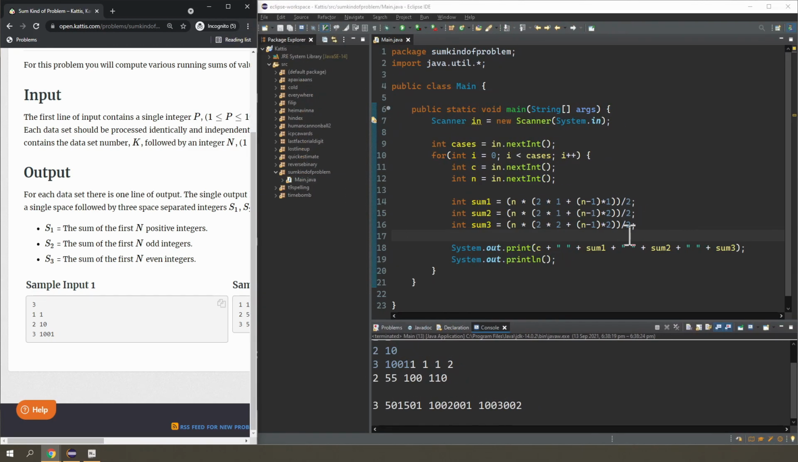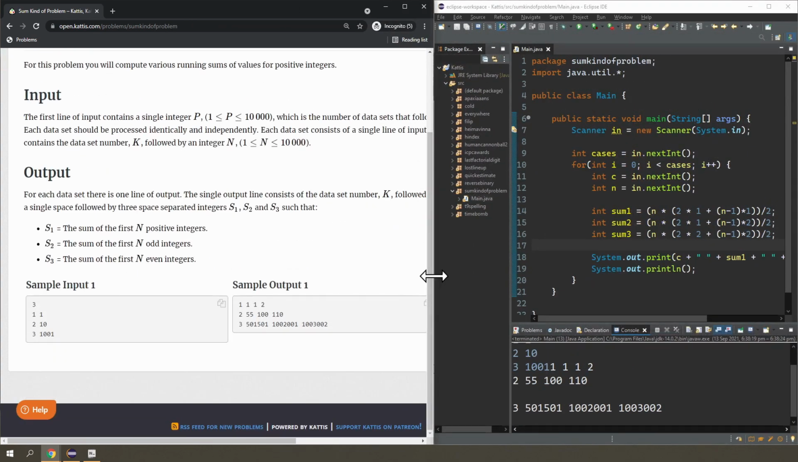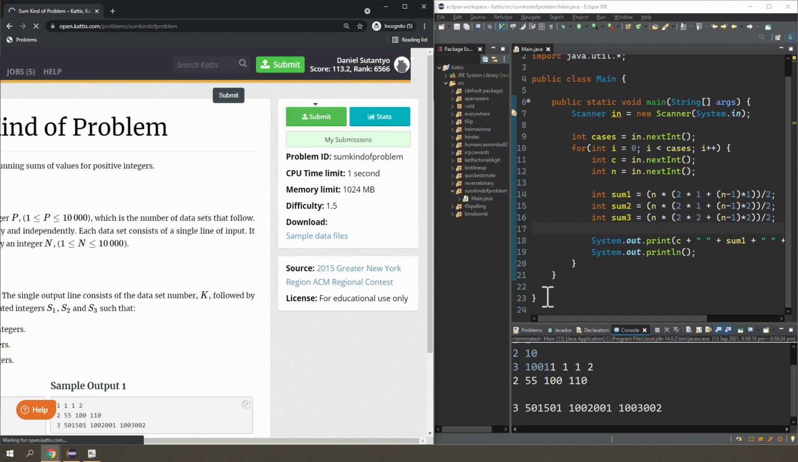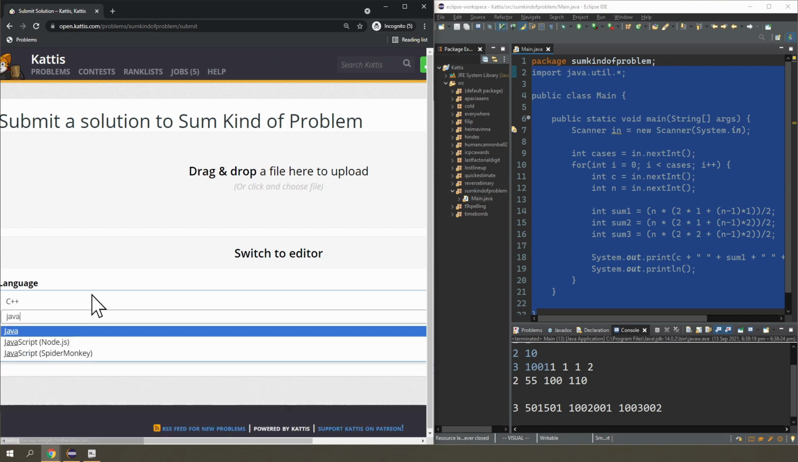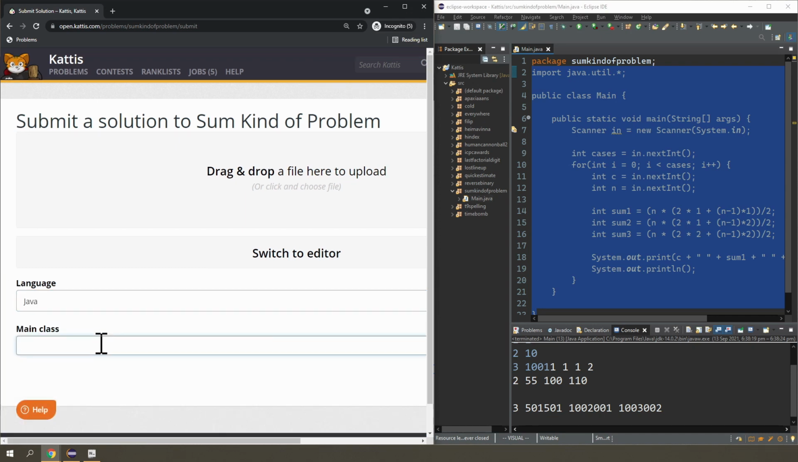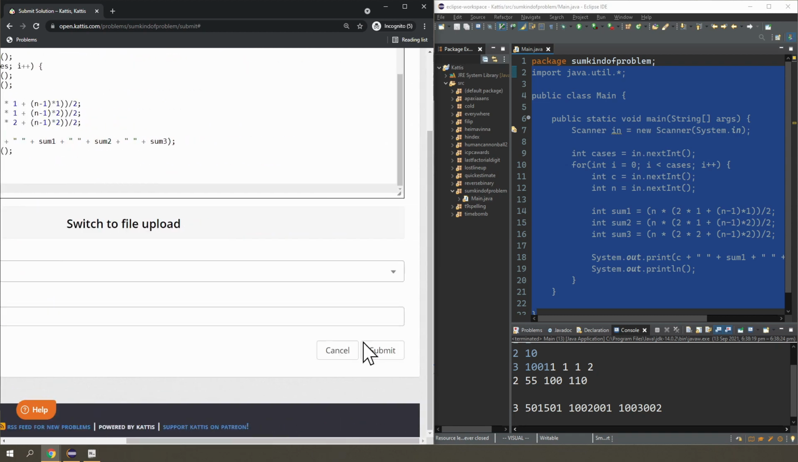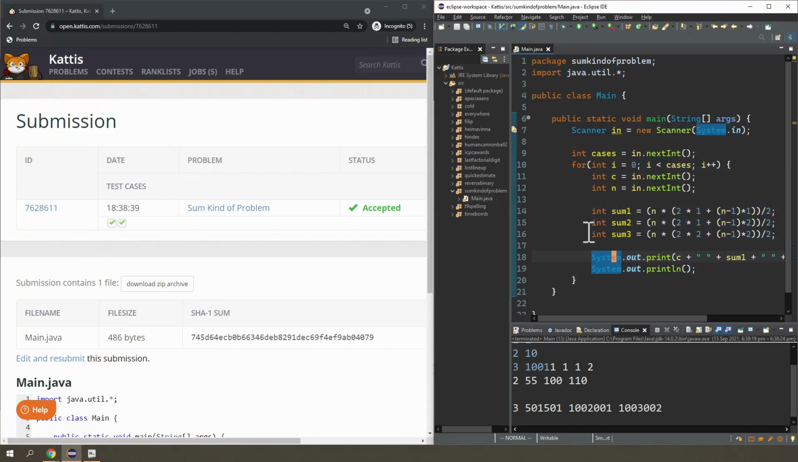So that works. Should we try to submit it? Yeah, I'll try to submit it now and make sure it works. So just bear with me for a second. Java. Just do editor. Okay. Oh, only 2 test cases. Okay, so that's not the end of it.